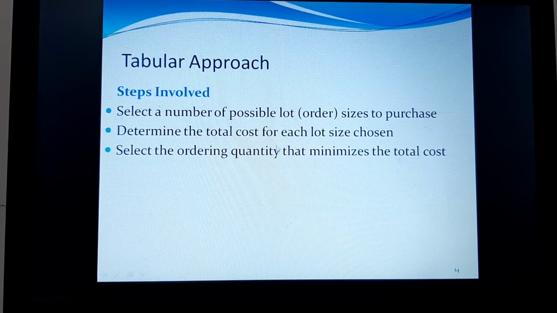So this is a tabular approach we have already discussed. In the tabular approach, we have to select the number of possible lot or order sizes, determine the total cost of each lot size chosen, and then select the ordering quantity that minimizes the total cost. So this is the tabular approach, which is not so significant for your case.